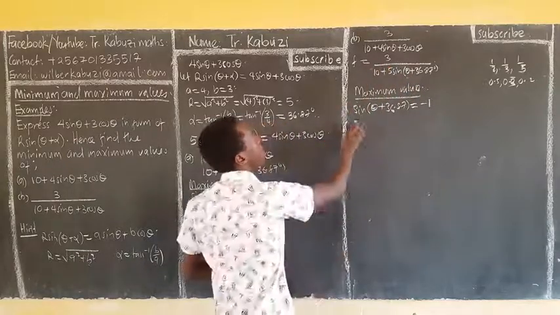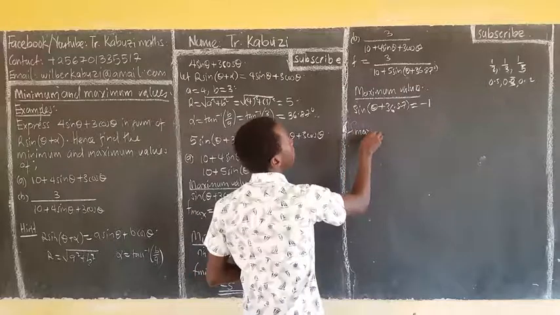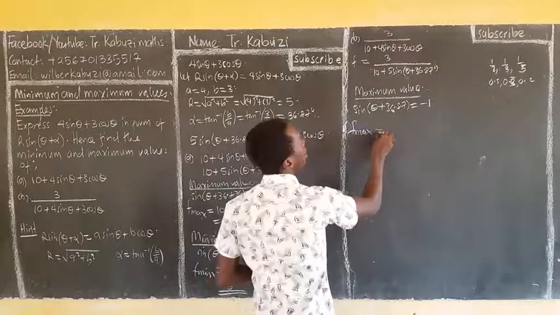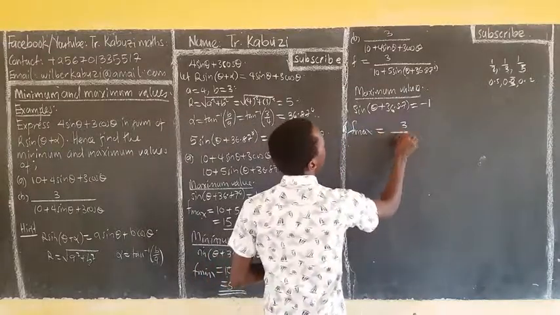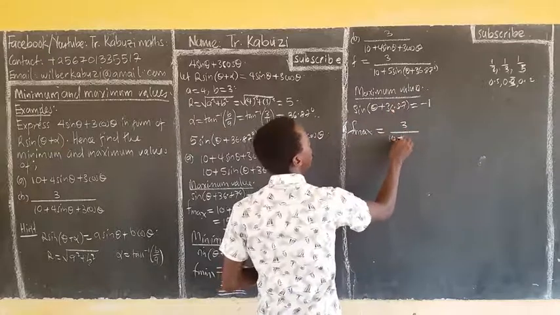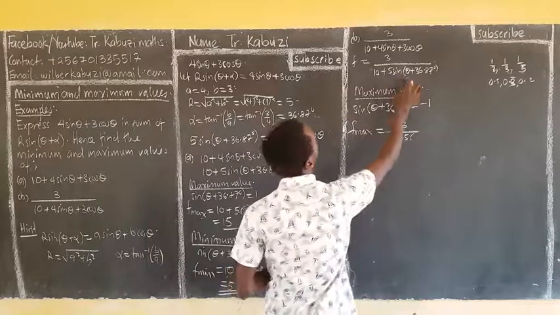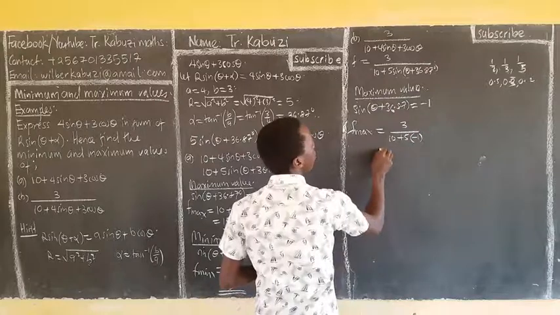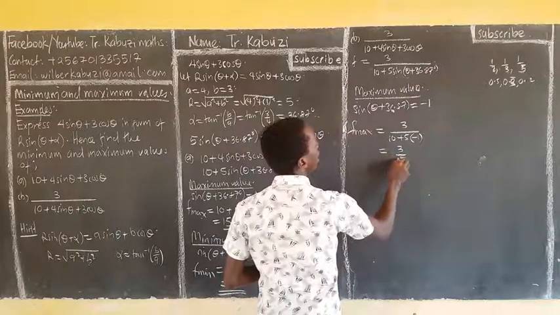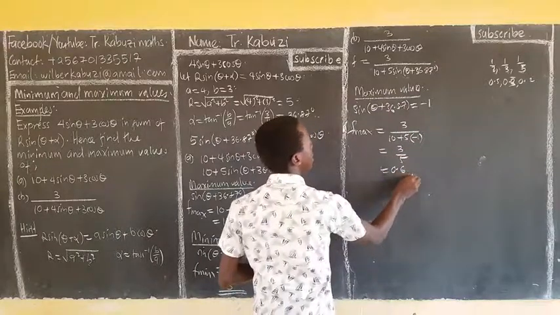So here my f max will be 3 over 10 plus 5 into the whole of this, which is negative 1, which will give you 3 over 5, which is 0.6.